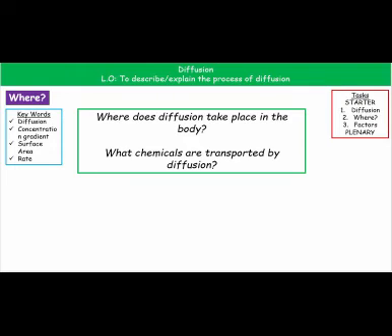Hopefully we managed to answer that diffusion takes place in the cells particularly, or at any of those exchange surfaces that we've got. And in terms of the chemicals transported by diffusion, then you could have mentioned things like oxygen, carbon dioxide, any of those key bits there.